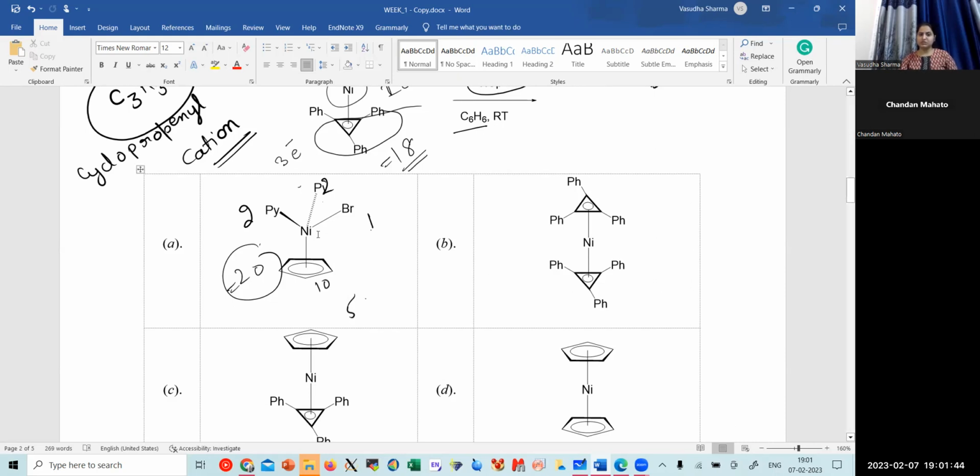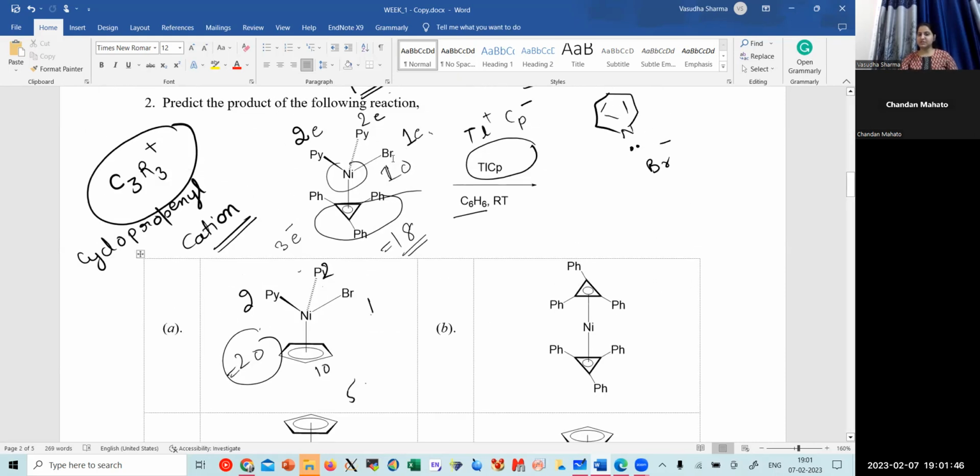Also here the charge of the nickel is +1. It is in the +1 state because of the 1 bromide. Now when bromide is being replaced by the Cp, that should be giving nickel +2. Down here it is in the nickel +2 state. So that's why you have to calculate the total valence electron count in both your substrate complex and your product complex. That will give you one single approach to look at this.